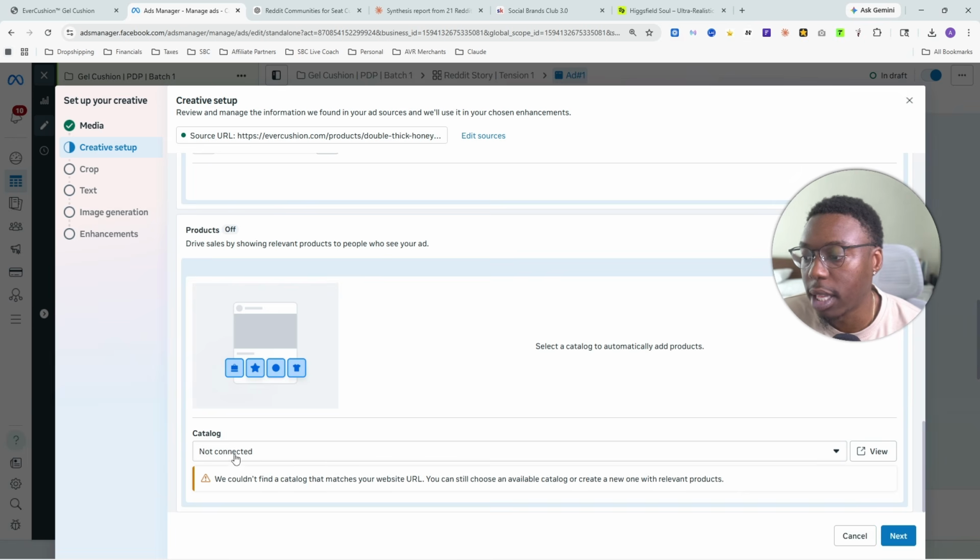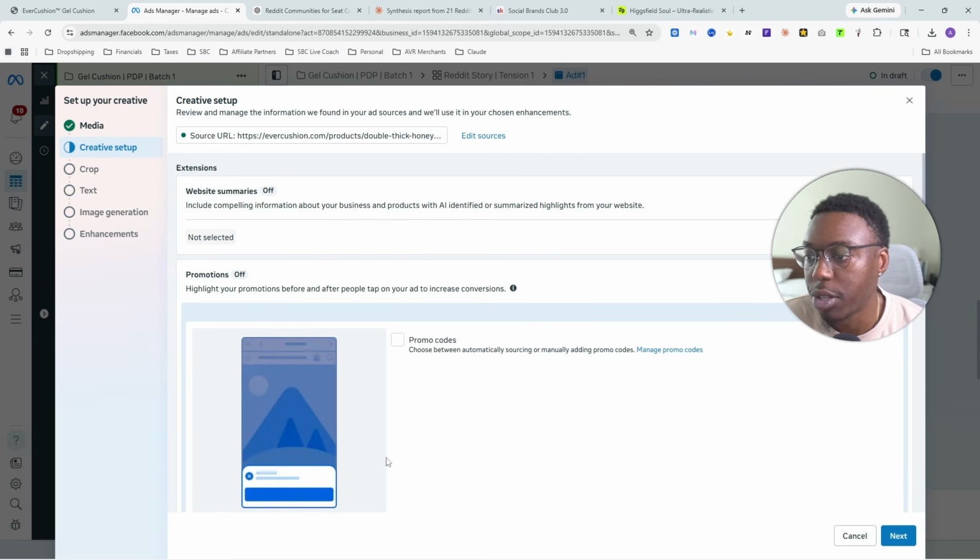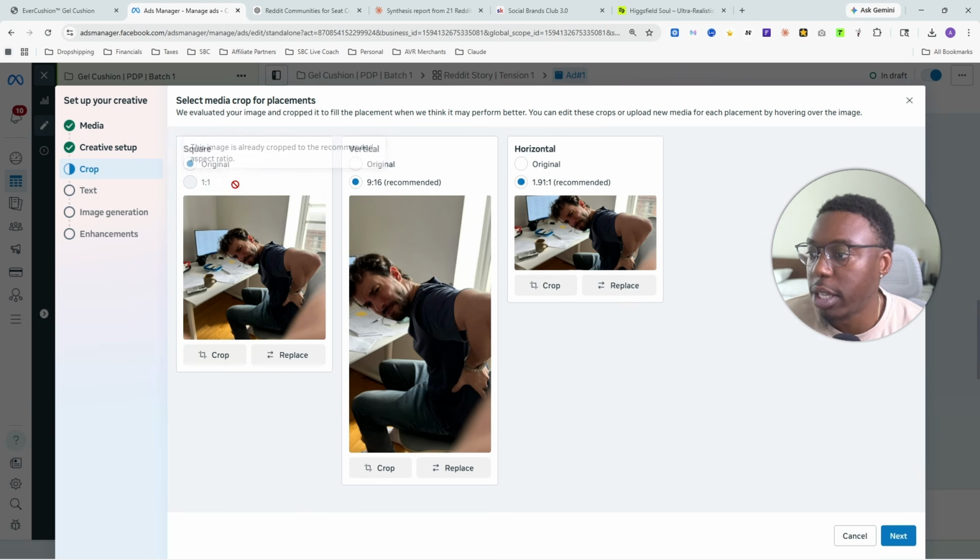Catalog. If you had a catalog, make sure you unconnect the catalog. Just hit the drop down, hit the back arrow and say not connected. Okay, so uncheck everything. Everything should be zeros here. We don't want any of this stuff because it's supposed to enhance the performance, but it never does. So hit next, crop, leave everything original, recommended.